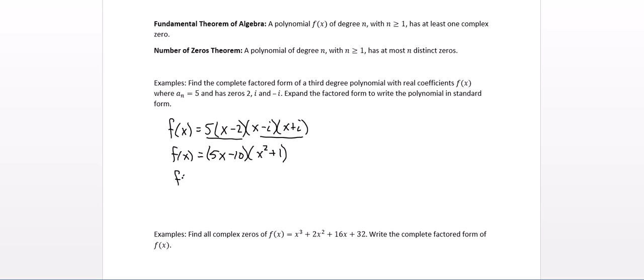And now we will distribute once again using the FOIL process, if you're familiar with that, or just distribution. We'll have 5x cubed plus 5x minus 10x squared minus 10, and most times we will choose to write these in descending order. So we have standard form, nice little decreasing order idea here. And there we have our third degree polynomial, leading coefficient of 5 with the zeros 2 and i and negative i.